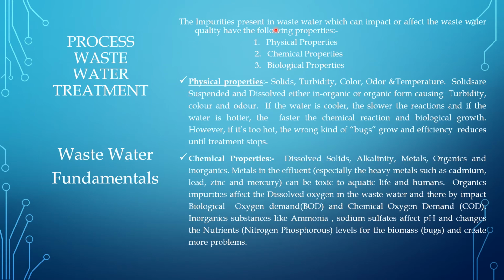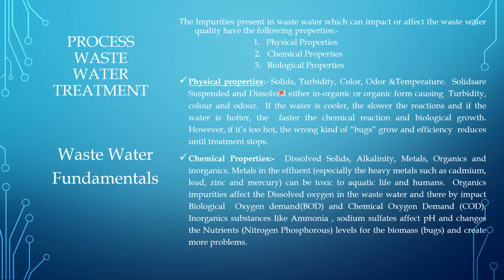The main impurities present in wastewater which can impact or affect the wastewater quality have the following three properties. One is physical property, then chemical property, and biological properties. All these three properties will affect the wastewater quality. Based on this, we have to give our treatment. We have to treat our wastewater.